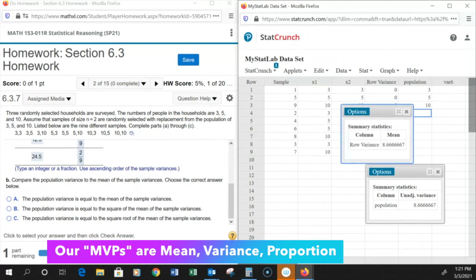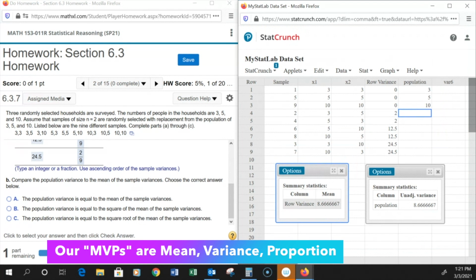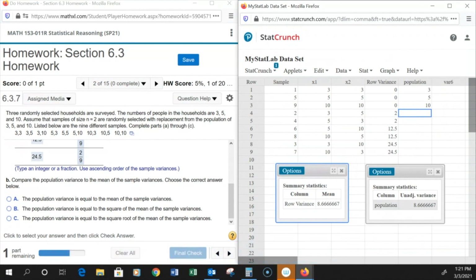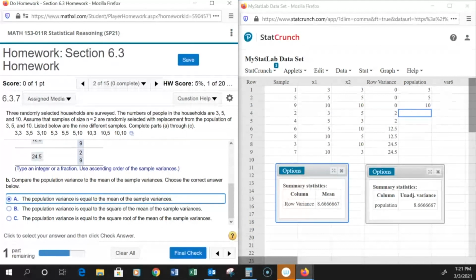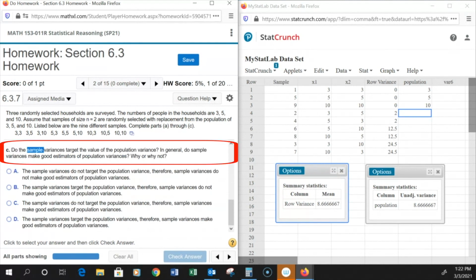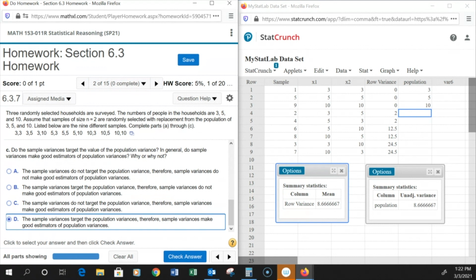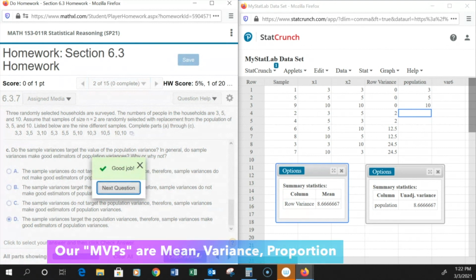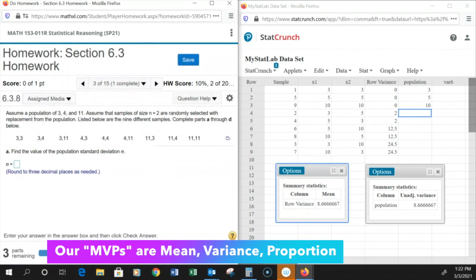And you look at the thing we just calculated. The mean of the row variance is 8.666, and the unadjusted population variance was 8.666. Wow, it's exactly the same. And they will be for our MVPs, for the mean, the variance, the proportion, and they won't be for any of the others. Did the sample variances target the population variance? Yeah, it was dead on. So they do make good estimators because they target. And that'll be true for the M's and the V's and the P's, and not for any of the others.